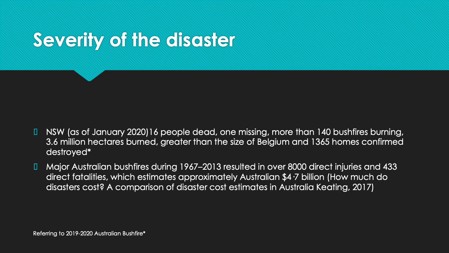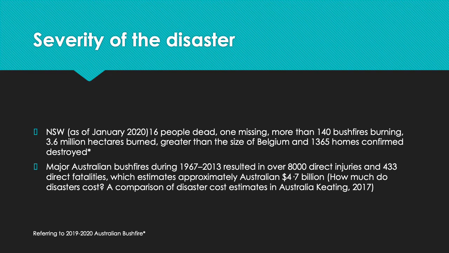The severity of the disaster can be seen from last year's statistics. 16 people in New South Wales alone died as of January 2020. One person was missing. More than 140 bushfires were burning. 1,365 homes were confirmed to be destroyed, and approximately 3.6 million hectares burned, greater than the size of Belgium.